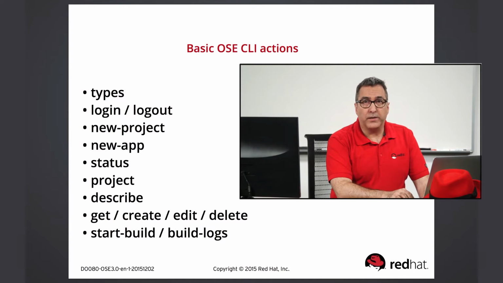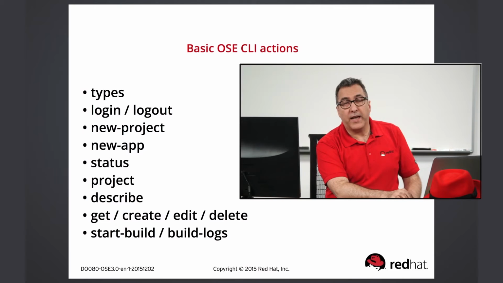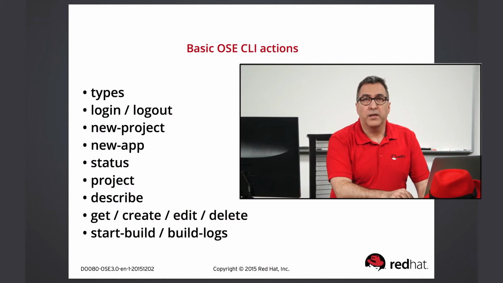The status command will show the status of all resources in the current project. The project command either switches to another project or shows the current project name. The describe command lists the detailed attributes for the given resource. Manipulation of resources is accomplished with the get, create, edit, and delete commands. To start a build, use the start-build command. To follow the build log as an application is building, use the build-logs command.